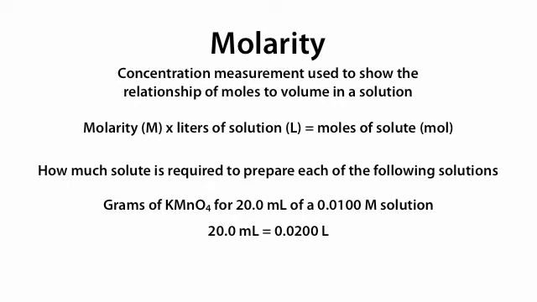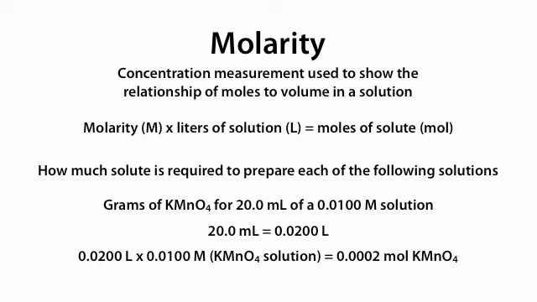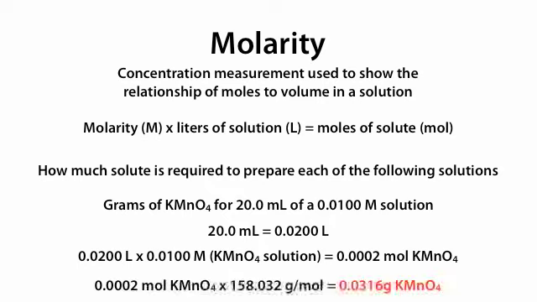Now we can plug in 0.0200 liters times 0.0100 molar, which is given, is equal to 0.0002 moles of KMnO4. Now, since we need to find grams of KMnO4, we simply multiply our moles of KMnO4 by its molar mass of 158.032 grams per mole to get 0.0316 grams of KMnO4.